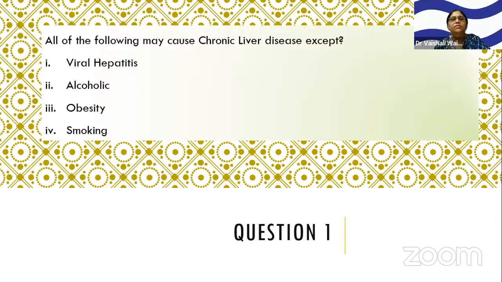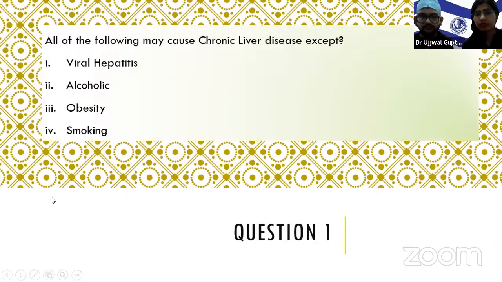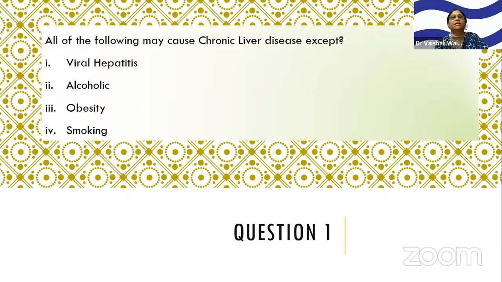So we are having the first question for the audience actually. All of the following may cause chronic liver disease except: adult, birth and plastic surgery, birth ICU. So you have to answer this question. It's a very easy question actually. I think everybody should answer. The PG should answer easily. And the answer is option four, smoking. Okay.